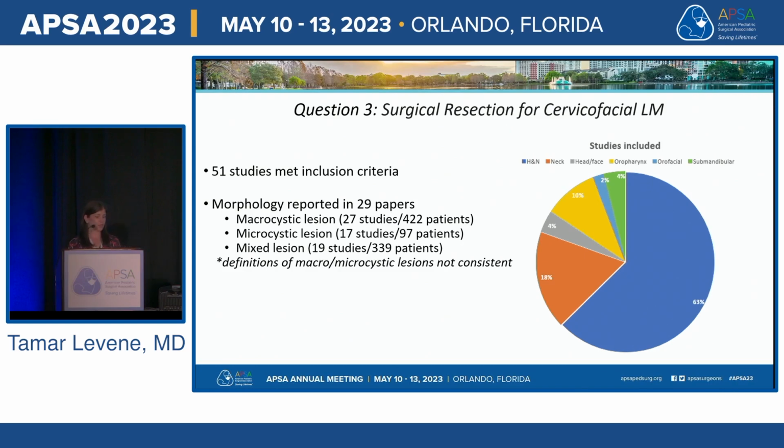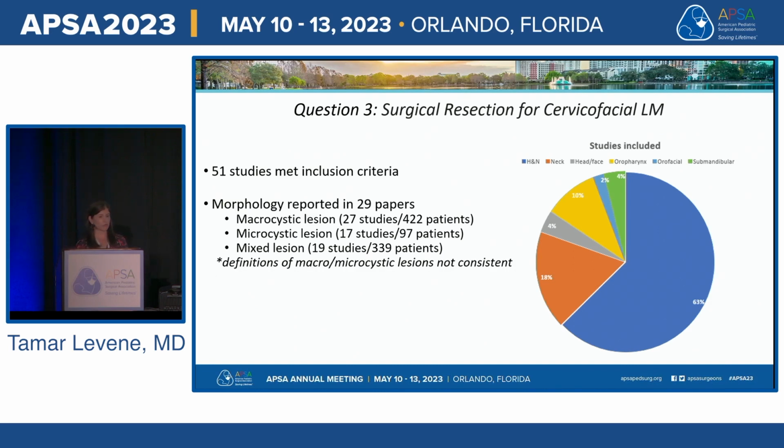So we broke down the surgical resections based on anatomic location. First, we looked at cervical facial lymphatic malformations, that being the most common subtype or location of lymphatic malformations. There were 51 studies that met inclusion criteria for surgical resection. And you can see that the majority of these were characterized as being of the head and neck location without further specification. There were some studies, however, that did break it down further as far as where within the head and the neck the malformations were located.